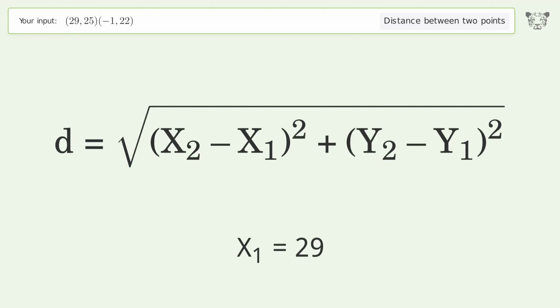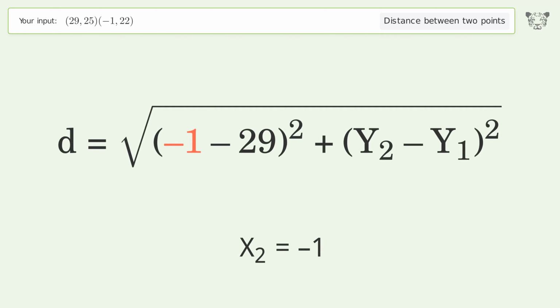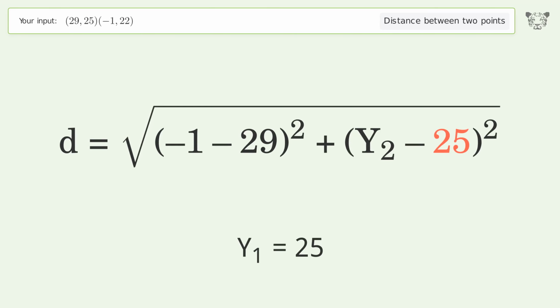x1 equals 29. x2 equals -1. y1 equals 25. y2 equals 22.